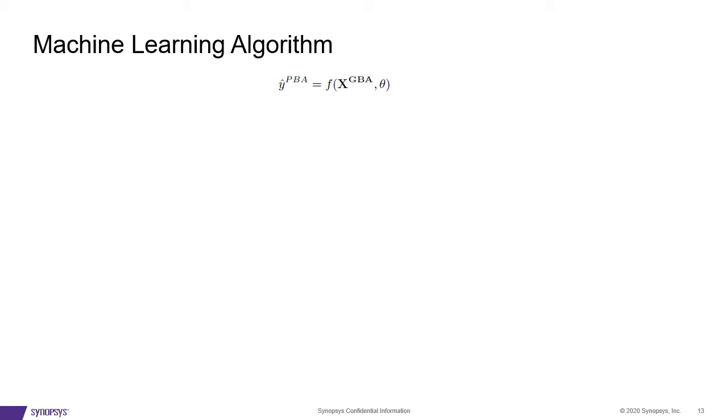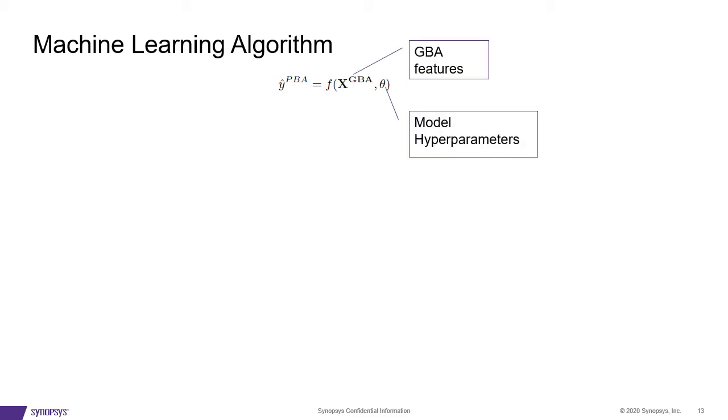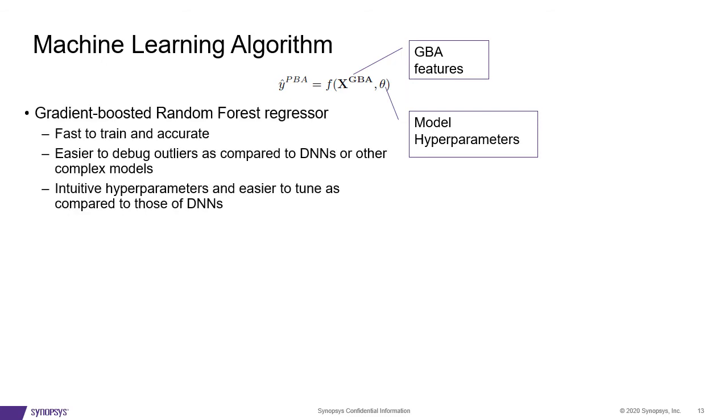So the machine learning algorithm is shown by this equation over here, where we're predicting PBA timing using GBA features, and we are learning some model parameters theta. We use a gradient boosted random forest regressor because these are fast to train and accurate, and they are easy to debug outliers as compared to deep neural networks or other complex models. The hyperparameters are intuitive and easy to tune and deploy.